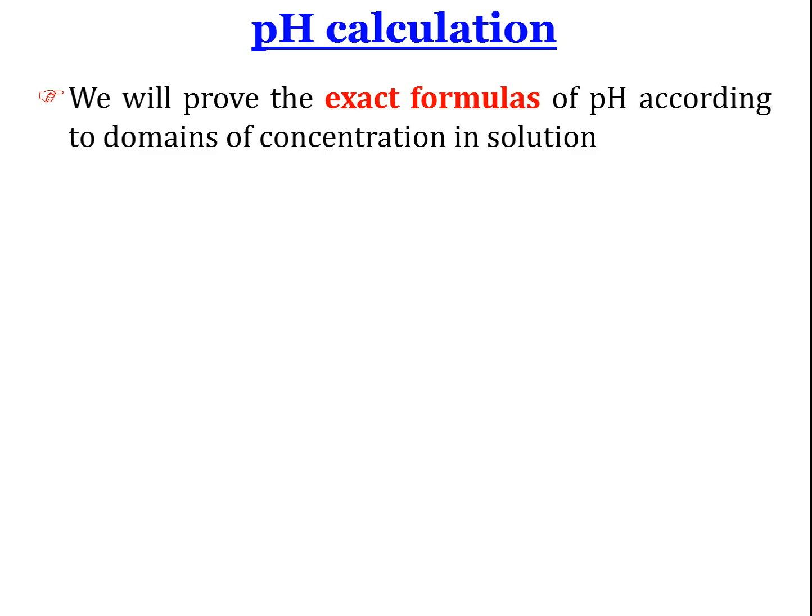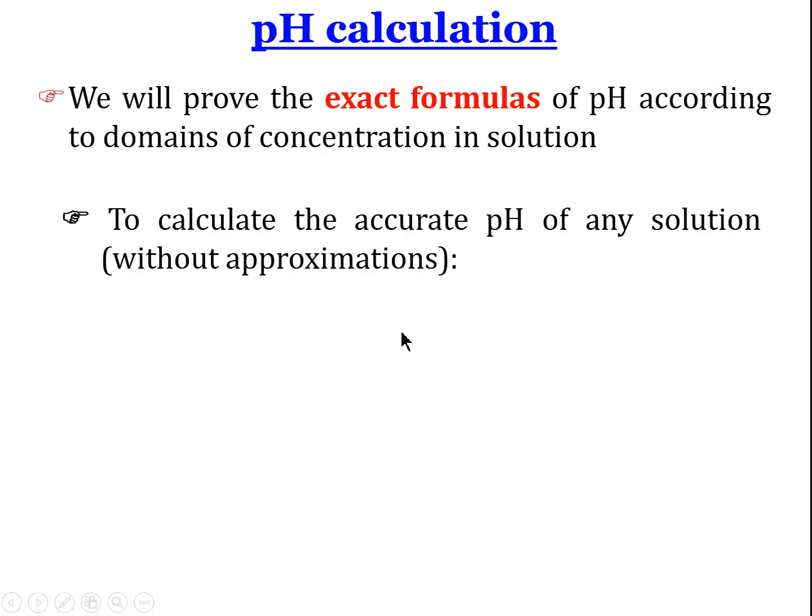Another way to find the pH without doing calculation or without proving a formula is to know the nature of the species present in the solution. According to these species, we have a corresponding formula that can be used directly, but you have to justify the approximations.